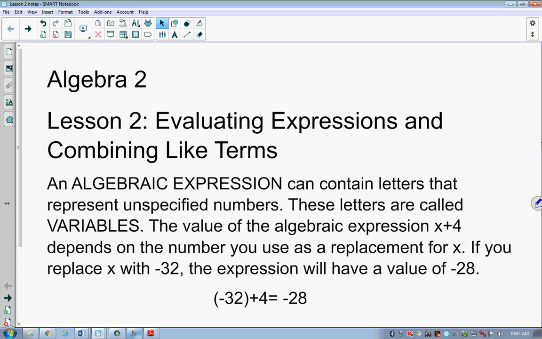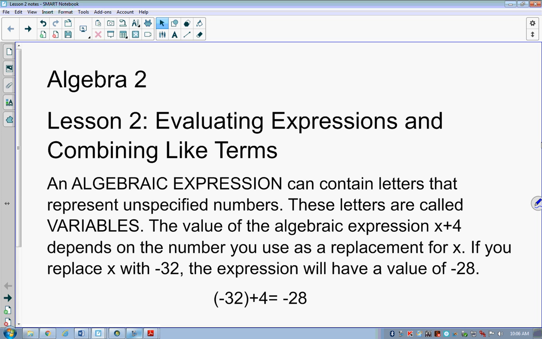An algebraic expression is less complicated than the name sounds. It's an expression that might contain letters that represent unspecified numbers. Those letters are called what? If I've got an expression or an equation that has letters in it, what are those letters called? Variables, right? We see that right there.